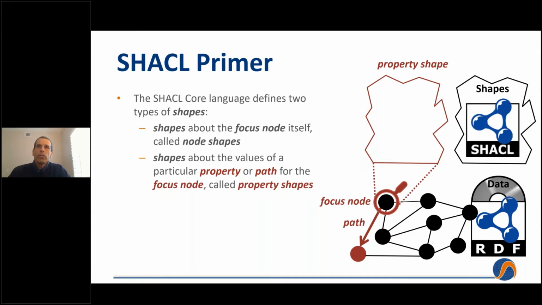So again, let's summarize for now. We have property shapes and we have node shapes. Node shapes are about the focus node itself, and property shapes are about the property or the path that is coming out from the focus node. So let's continue.